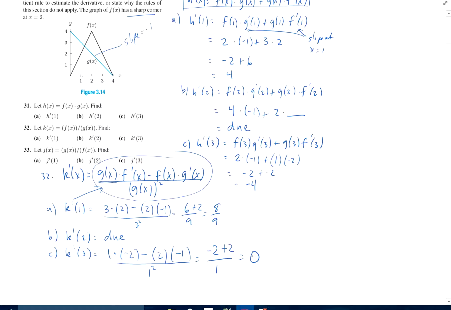All right, 33, I'm going to go ahead and let you guys do. You've got the answers in the back on this one, but it's exactly the same as 32. We just switched the f and the g's on that one. So just to verify, j prime of x is the bottom times the derivative of the top, minus the top times the derivative of the bottom, all over the bottom squared. And you do the same process as for 32.